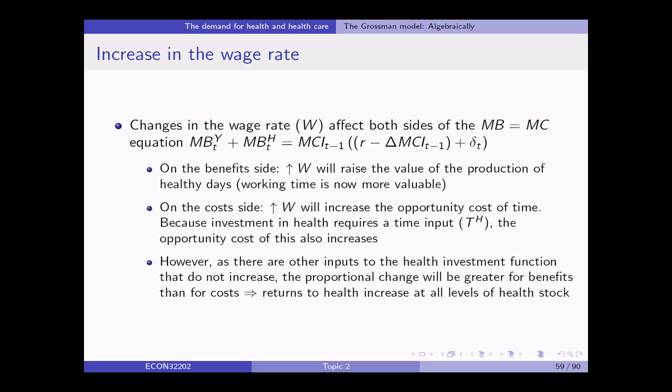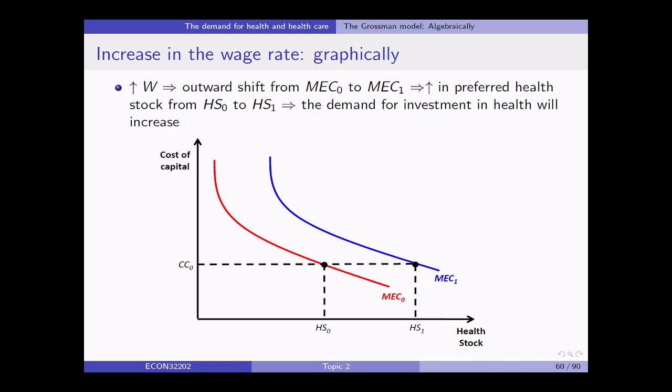So if you increase the wage rate, the returns to health at all levels increase, so people intend to invest more in producing health. And that essentially moves the marginal efficiency of capital curve out from MEC 0 to MEC 1, because everyone wants to have more health because it allows them to generate more income. So we're prepared to trade off some income today to allow them to get better income in the future by investing more in their health today.